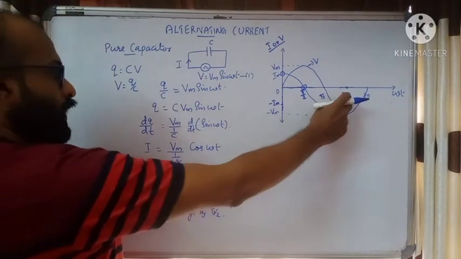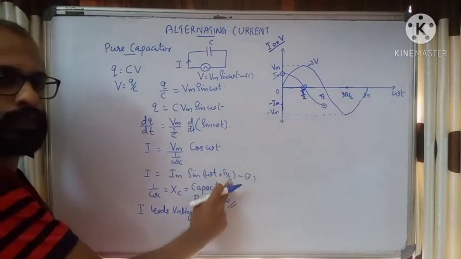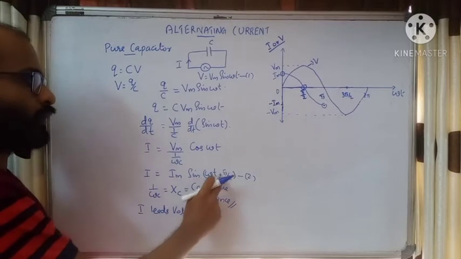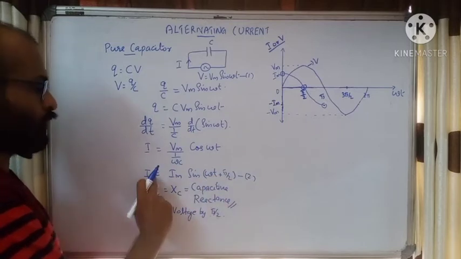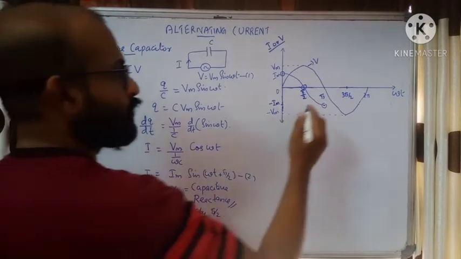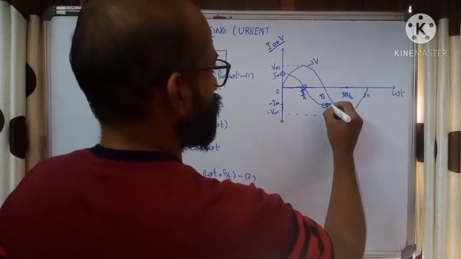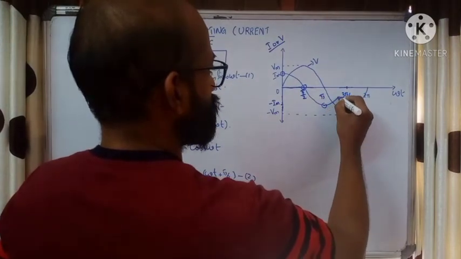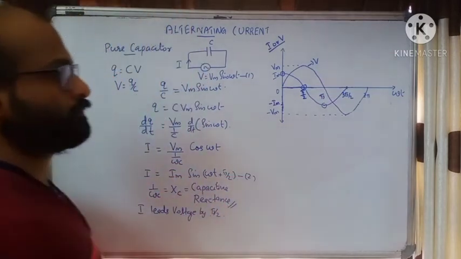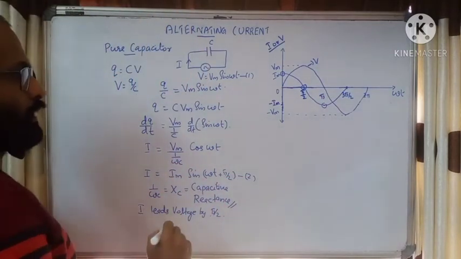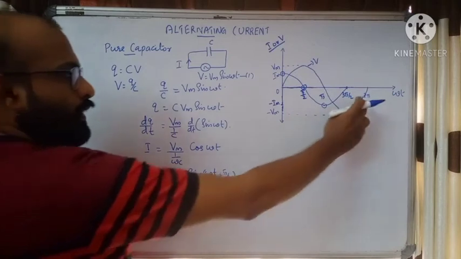Now, at a value 3 pi by 2, 3 pi by 2 plus pi by 2 is actually 2 pi. And sin 2 pi has a value 0. So, I will be Im into 0. Now what happened? The current value decreases to 0. This is the current. One more we can consider at an angle, sorry, at an angle 2 pi.